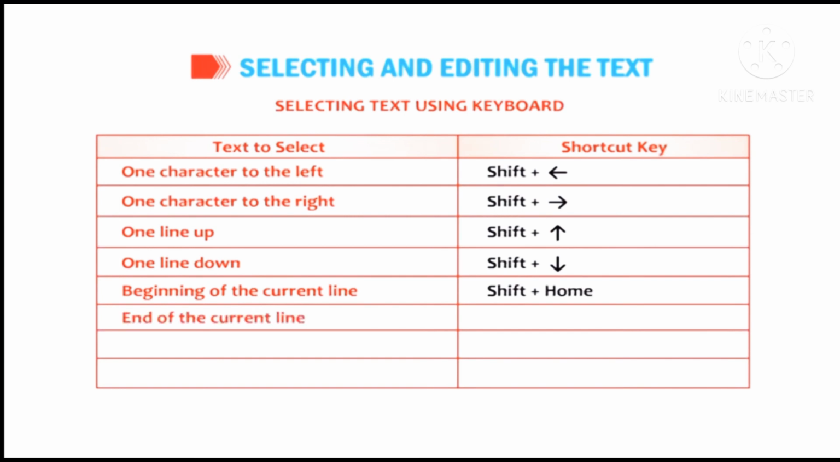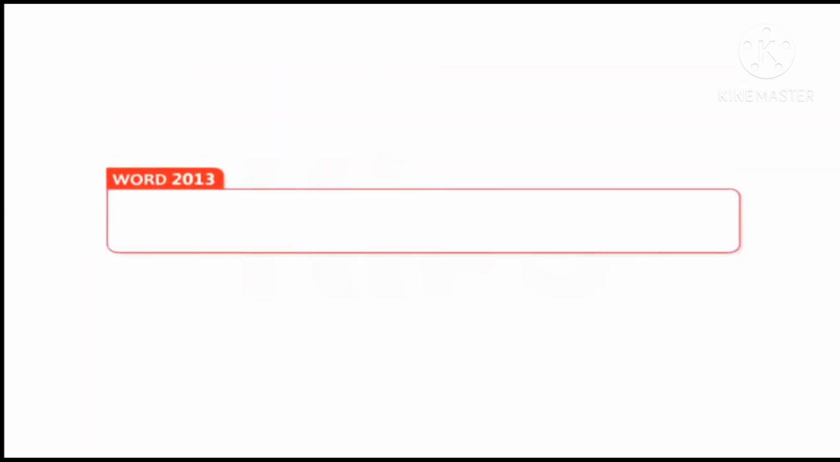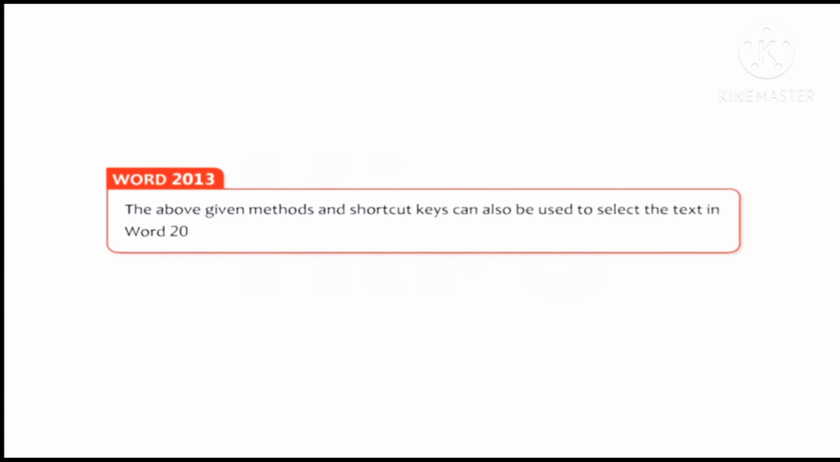End of the current line: Shift plus End. Beginning of the current document: Shift plus Ctrl plus Home. End of the current document: Shift plus Ctrl plus End. The above given methods and shortcuts can also be used to select the text in Word 2013.